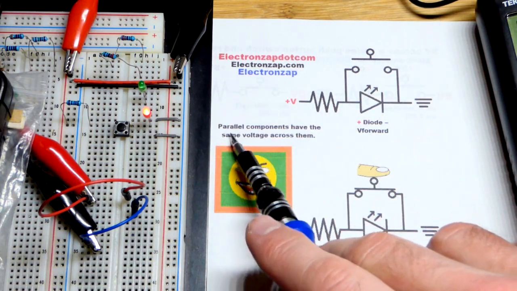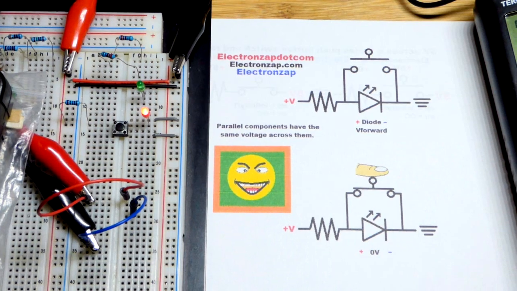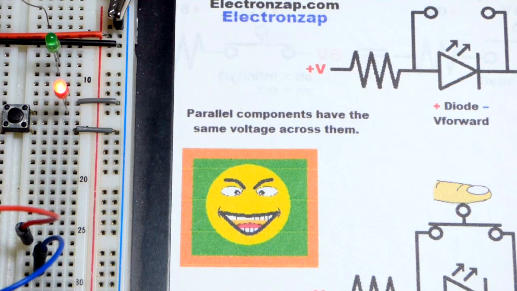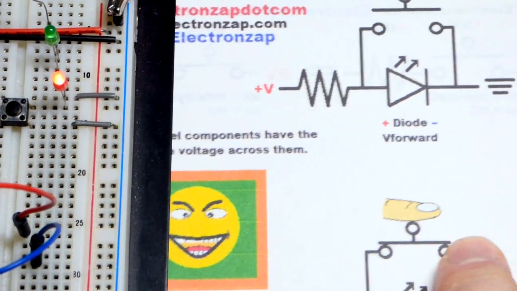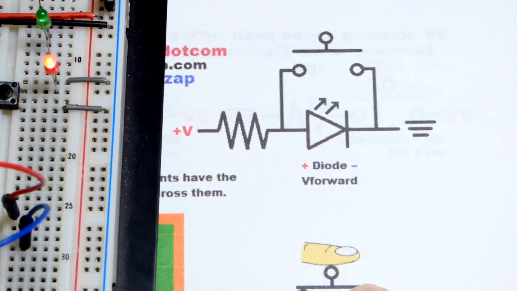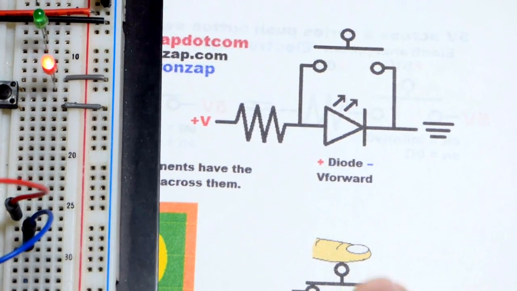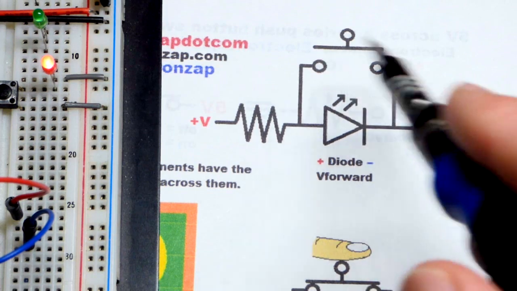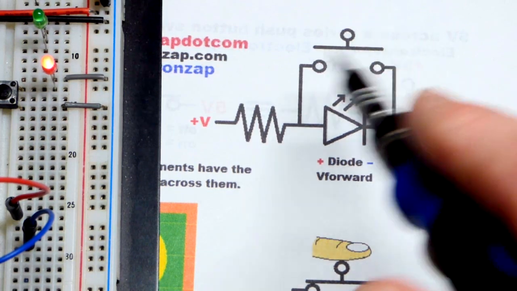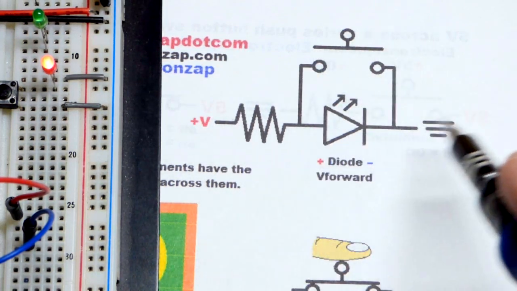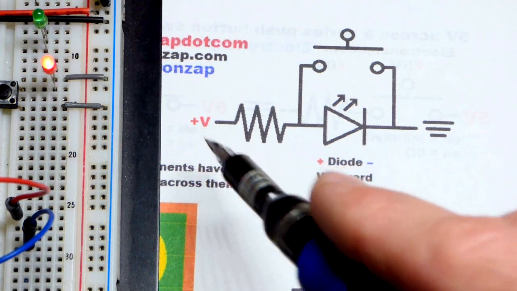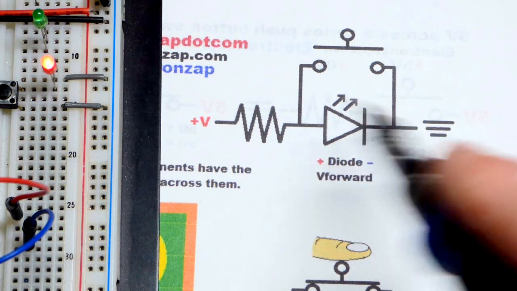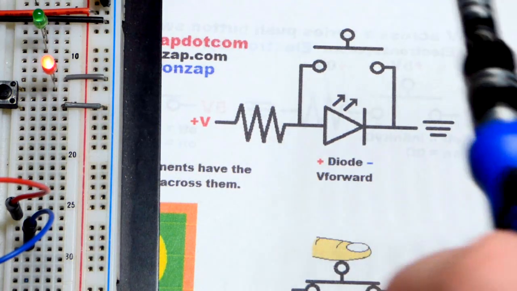So the main thing is parallel components have the same voltage across them. That is the basic principle right there. And so when a switch is open and parallel to an LED in this case, it has basically infinite resistance. It's as if it doesn't exist. For the most part, current flows through freely. I'm using 5 volts at the moment and a 1 kilo ohm, 1000 ohm resistor over there. That's why the LED is not very bright.